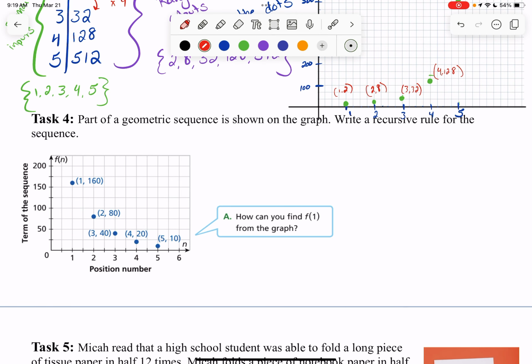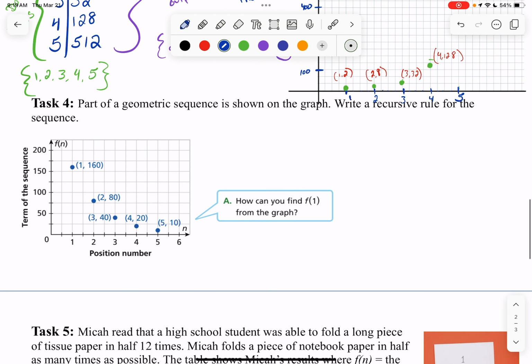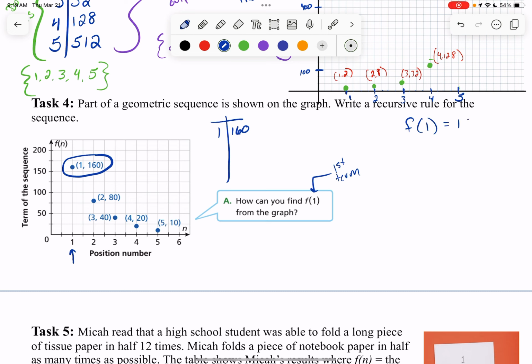So here we have the graph. Part of a geometric sequence is shown. Write a recursive rule for the sequence. So again, to write a recursive rule from the previous video, I need to always list the first term. How can you find the first term, f of 1? Well, look at an input of 1. Look at that ordered pair right there. This tells me the first term, and I can go ahead and write the first term is 160. So for my recursive rule, f of 1 equals 160. Okay, second term is 80. Third term is 40.